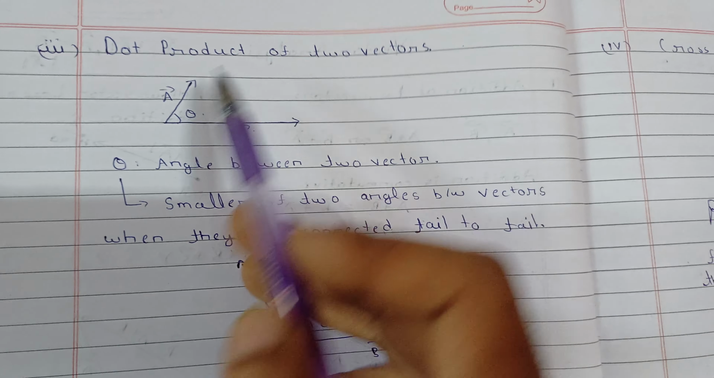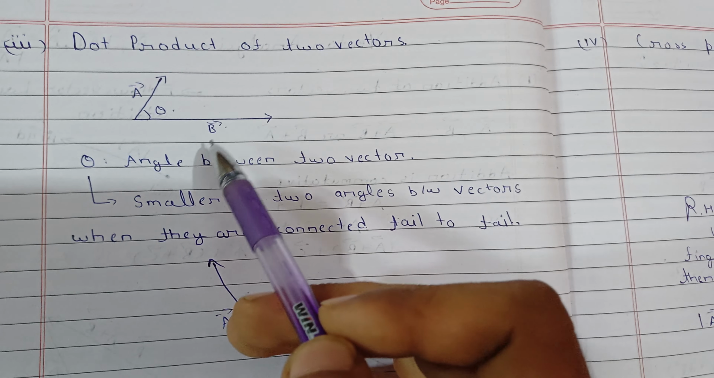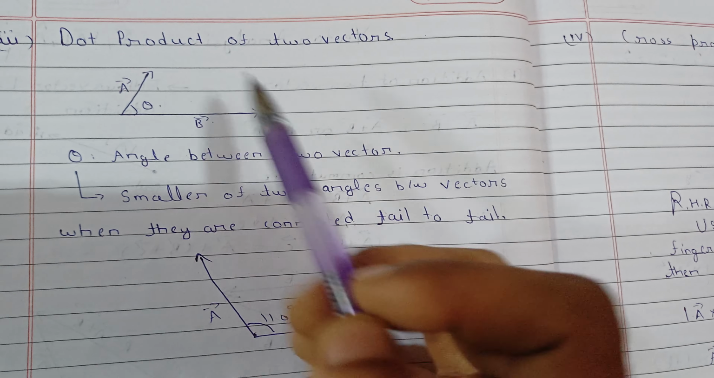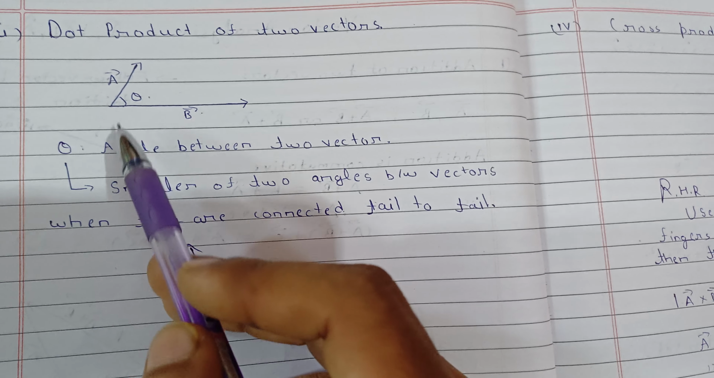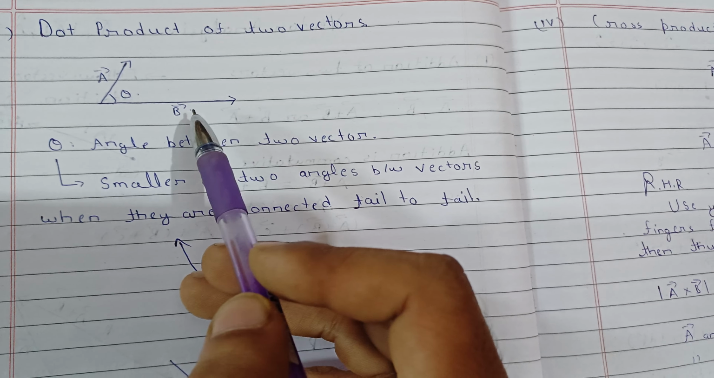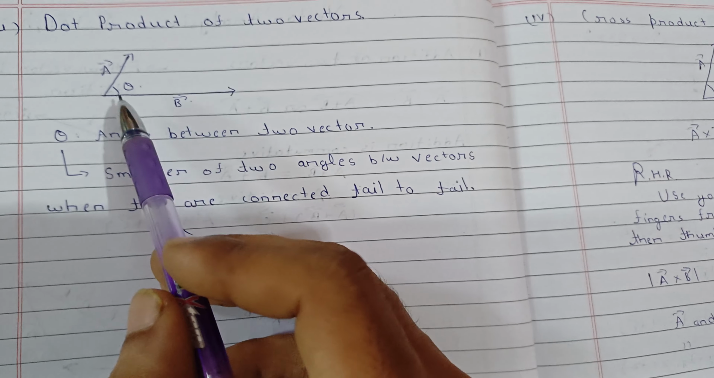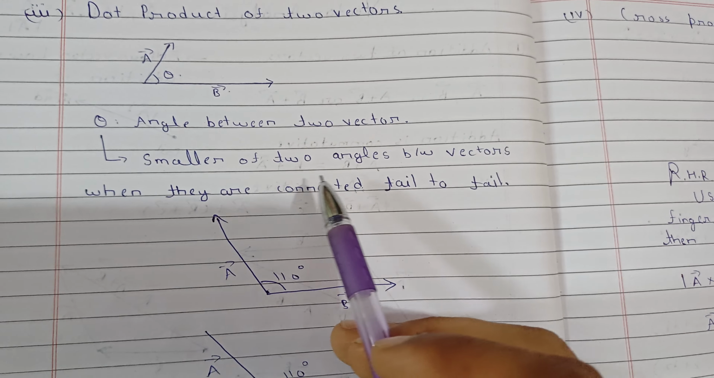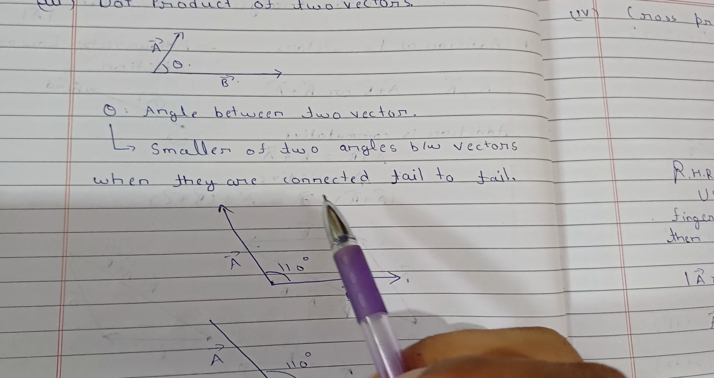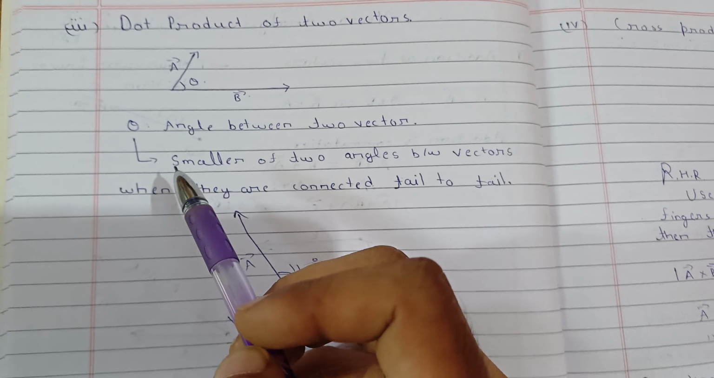And what is the definition? The projection of one vector on the other, multiplied by the magnitude of the second one, will give you the dot product. The projection of a on this will be a cos theta, so the magnitude of a cos theta multiplied by the magnitude of b will give you |a||b| cos theta, where theta is the smaller angle between these two vectors. So the angle between two vectors is called theta. It is the smaller of the two angles between the vectors when they are connected tail to tail; this angle between them is called theta.